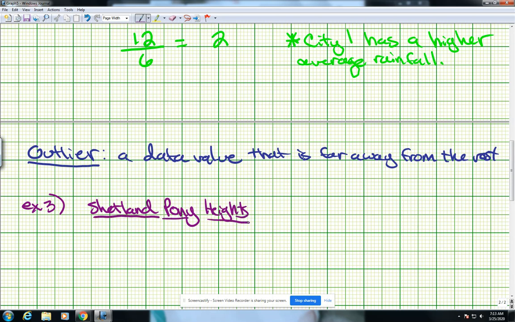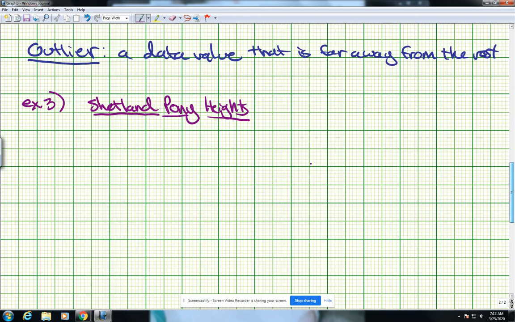Very cute little horses there. Let's jot down these heights real quick. We've got 40. We've got 38. We've got 37 inches. We've got 38 inches. We have a 39 inches, a 37 inches, 40, 28, 42, and 40.